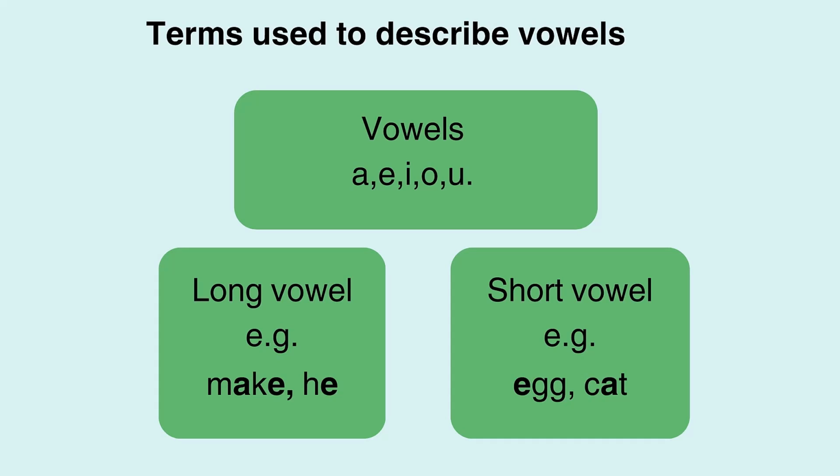Short vowels are represented by a single letter. The short vowels include A as in apple, E as in egg, I as in igloo, O as in octopus, and U as in umbrella, and often appear in the middle of a word when the vowel is closed by a consonant, for example, cat, bin, leg, shop, or cup.